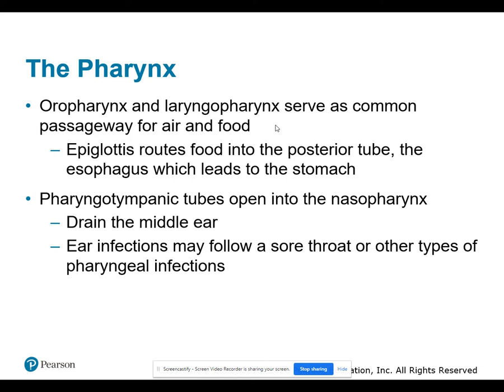Now, in terms of your pharynx, your oropharynx and laryngopharynx serve as common passageways for air and food, and eventually they're going to hit this opening called the epiglottis, which helps route food to the posterior tube, down your esophagus, and make sure that air goes down your trachea, your windpipe, down to your lungs. Now, there are also some things called pharyngotympanic tubes that open into your nasopharynx that help drain your middle ear. So ear drainage can also be associated with having a sore throat, and that's a common thing they look for when you get ear infections.